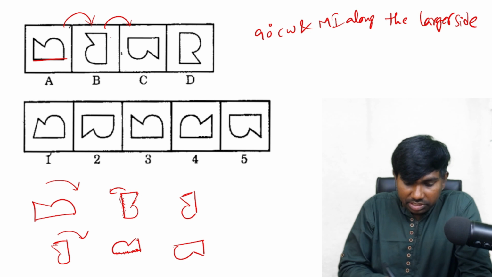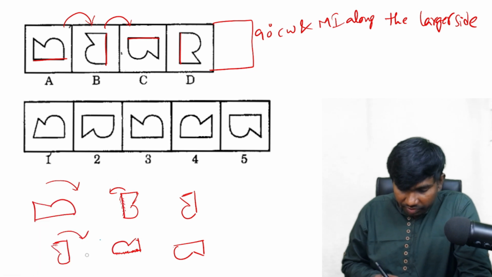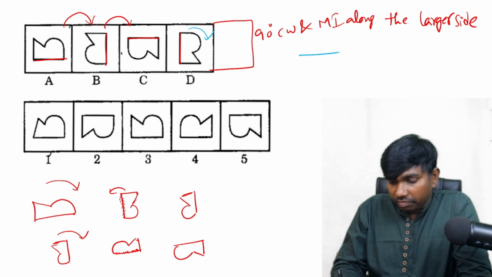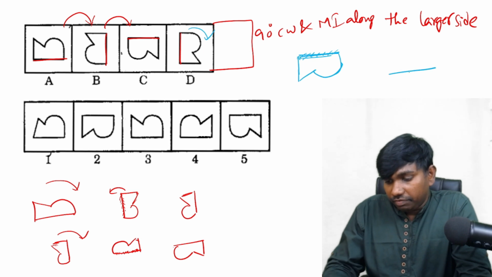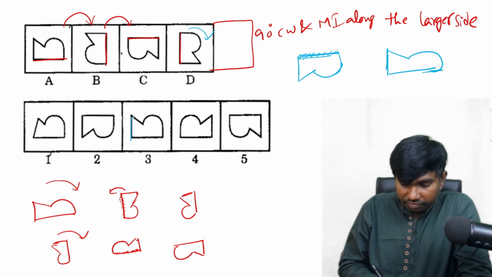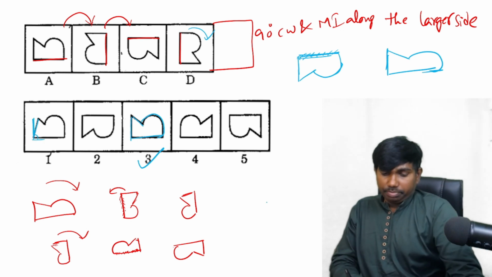Here the larger side is this one, here it is this one, here it is this one, here it is this one. So to get the answer figure, what do we have to do? First of all, we have to rotate it by 90 degrees clockwise. So if we rotate this figure by 90 degrees clockwise, we will get this figure, right? And then take the mirror image of this one along this side. If you take the mirror image, you will get this figure, correct? So which option consists of the same? This one. Here the figure is different. It is not perpendicular here. That cannot be the answer.